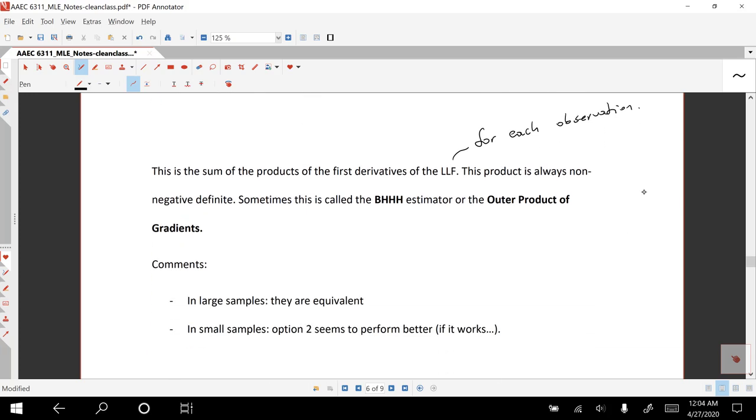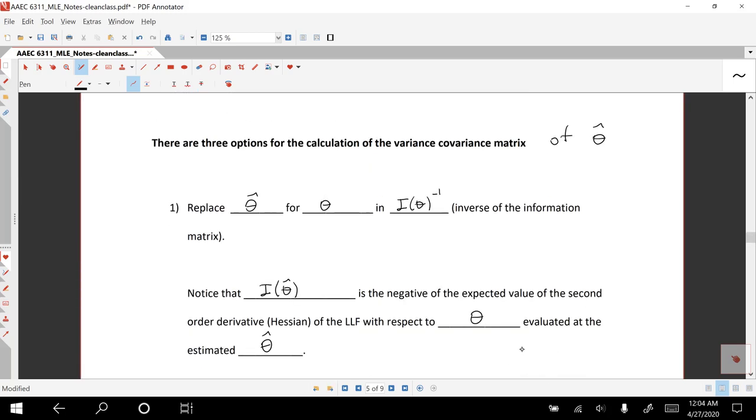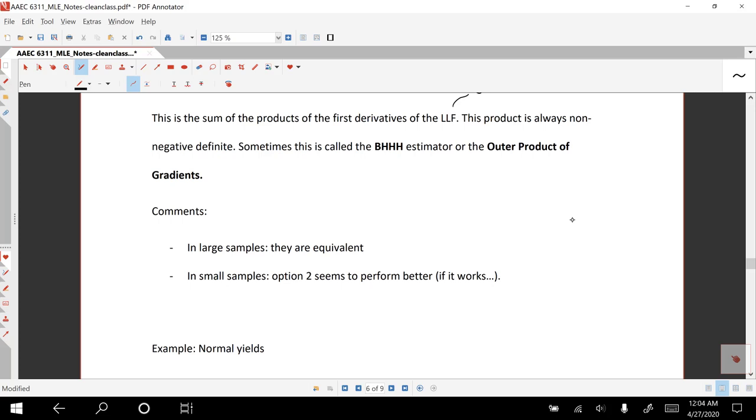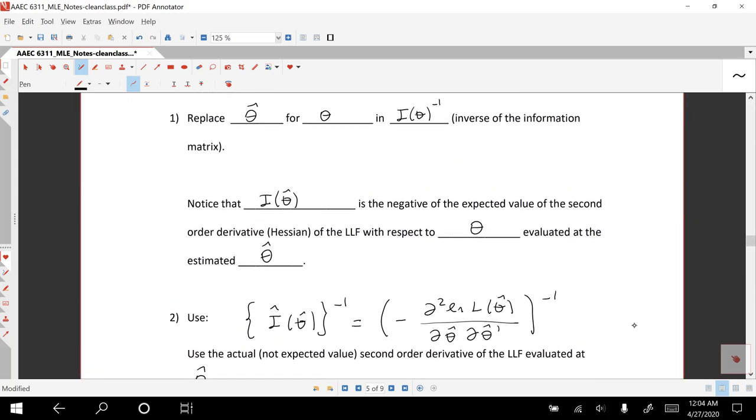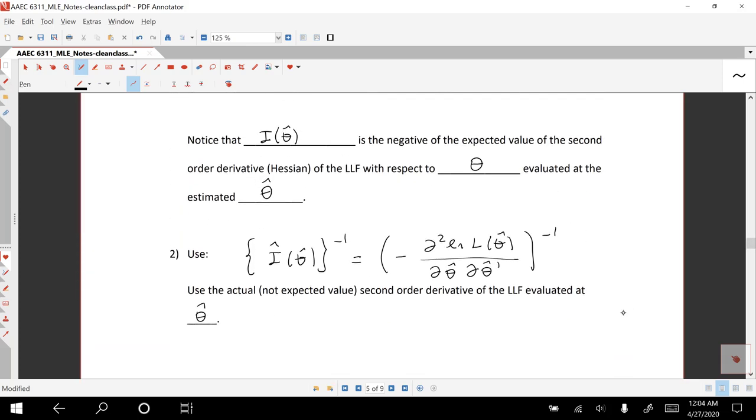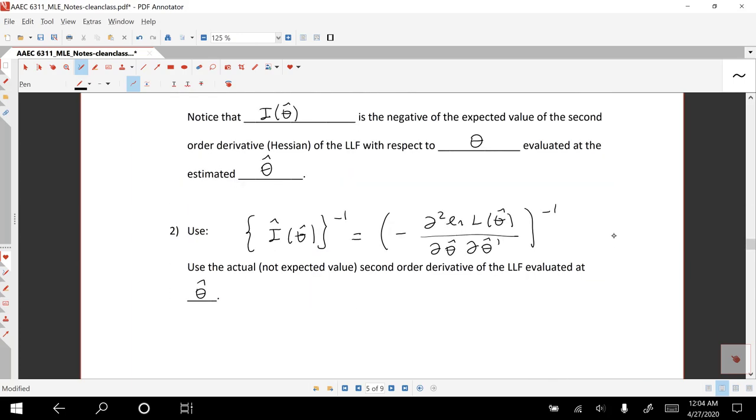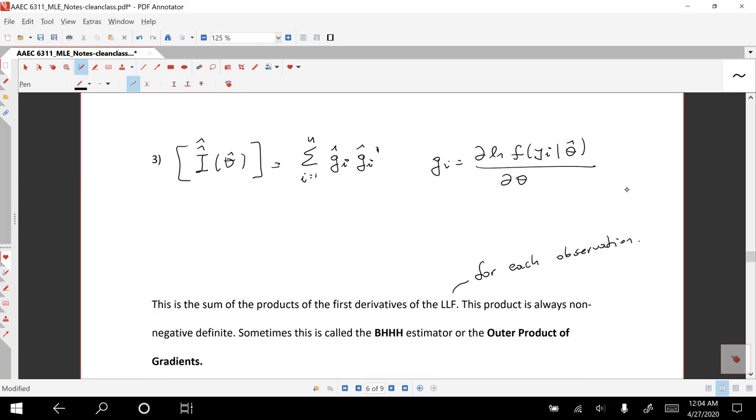I think that's easier to see with a specific example. You will see how these three options can be calculated in practice. In large samples, they are equivalent. In small samples, option two seems to perform better, but the question is if it works. And this is the problem. Sometimes you might not be able to find the inverse of the matrices calculated with option number one and option number two. However, this matrix is always going to be non-negative definite, so it's always going to be possible to calculate its inverse. In practice, this is the one that tends to work better if you ever have to do these things from scratch when implementing a maximum likelihood estimator.